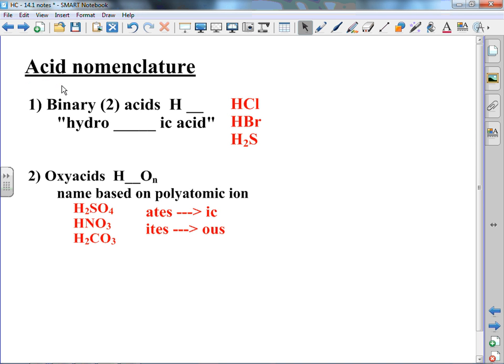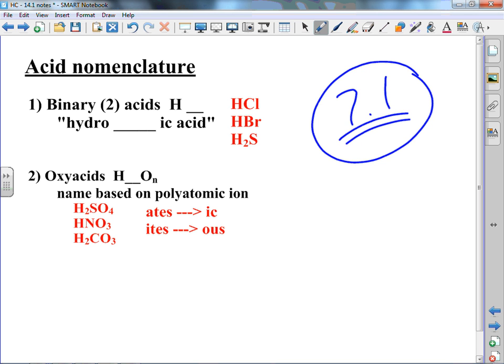Second thing is we got to come back and talk about acid nomenclature. How do we name acids and how do we write their formulas? This is something we did do in Chapter 7, in 7.1. So you're going to have to go back and review that if you want to. And again, you can get the video notes out on that.